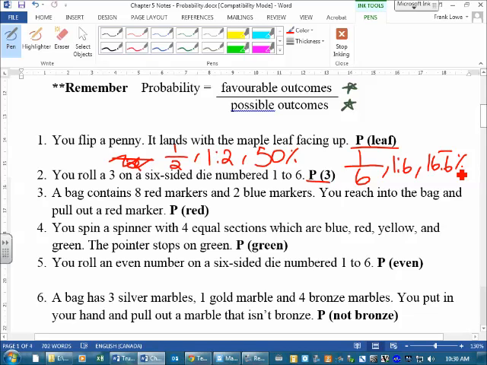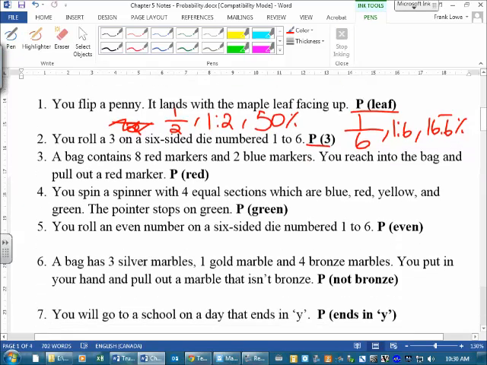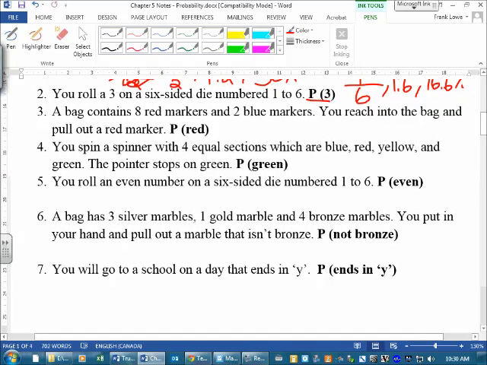All right, here's another one. A bag contains 8 red markers and 2 blue markers. I think maybe I should draw this for you. I think I will. Okay, a bag. Let's draw a bag.